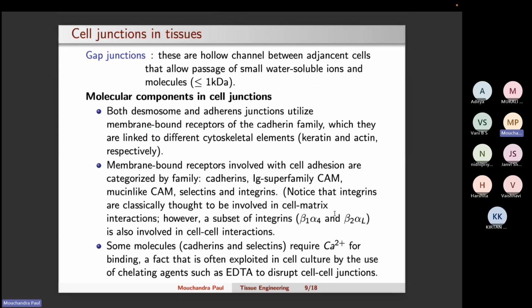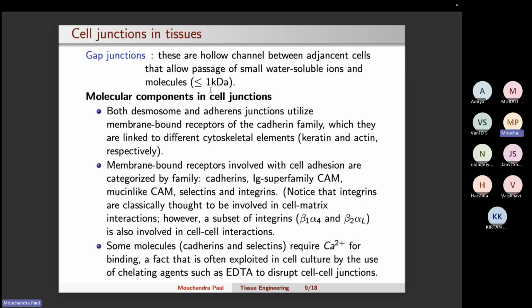Now, another type of cell junction is the gap junction. These are hollow junctions, and they allow passage of very small molecules, like water-soluble ions such as sodium, potassium, and calcium ions. Only these ions can pass through, and the size limit is less than or equal to 1 kilodalton. So only very small molecules can pass through these gap junctions.